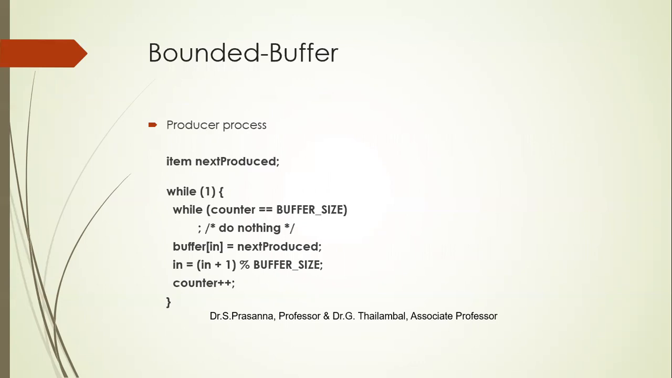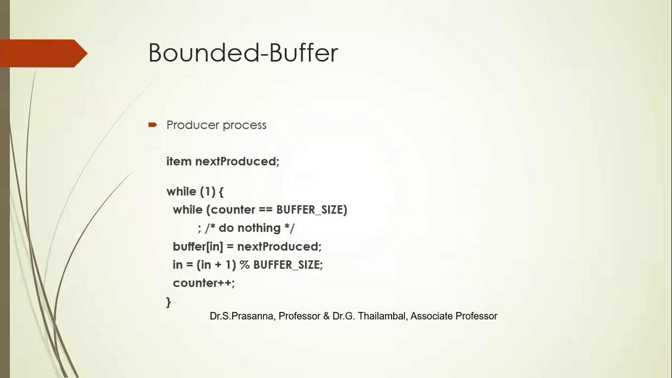The producer process checks the item next produced. While counter equals buffer size, you cannot produce any item because the maximum number of items has been reached, which in our pseudocode is 10. So nothing will be done. But while the counter is less than buffer size, the counter is nothing but how many items we have produced. In order to find that, we use a counter. Initially it is 0, and when one item is produced, the counter is incremented.